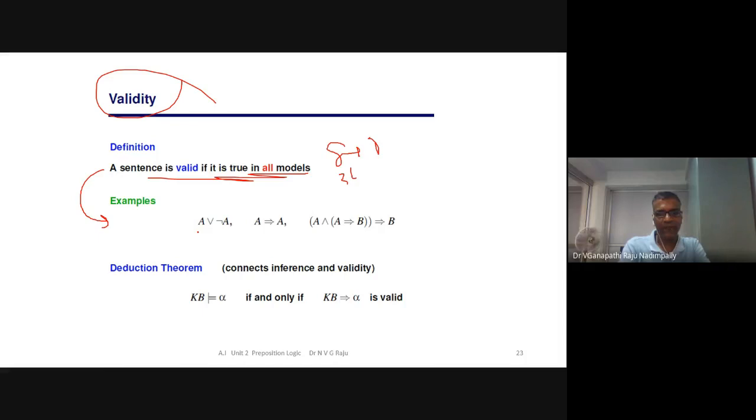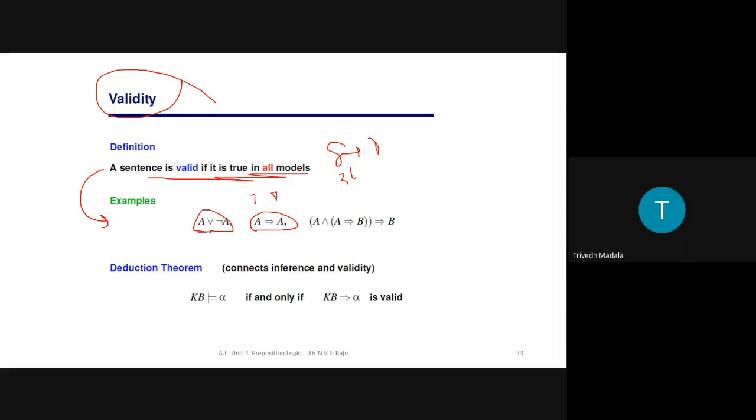Now look here: A or negation A. Could you please tell me what would be the answer for this? True, sir. True. Here, if it is true, the implication is also true. Are you getting me? Yes, sir.